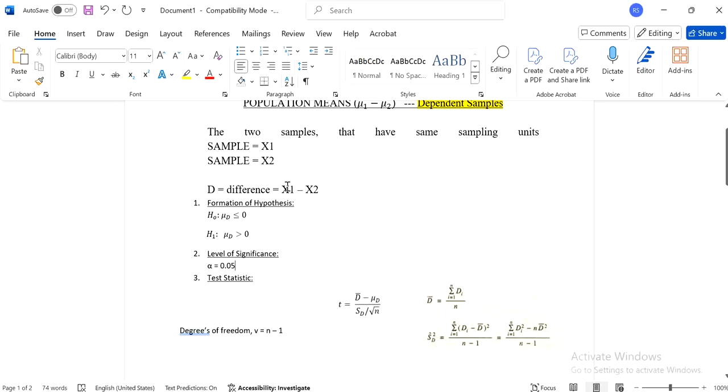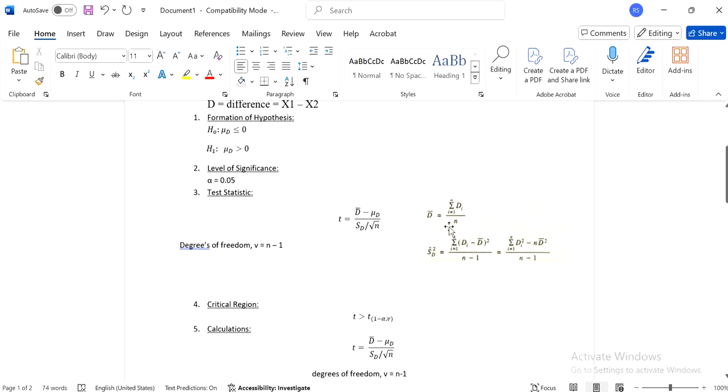D is basically the difference between two samples. So d bar, that means the mean of d, minus mu d, divided by standard deviation divided by under root of n, that is the standard error. So these are the formulas of its mean and its standard deviation. If we are using the t variable, there will obviously be degrees of freedom, which is n minus 1.